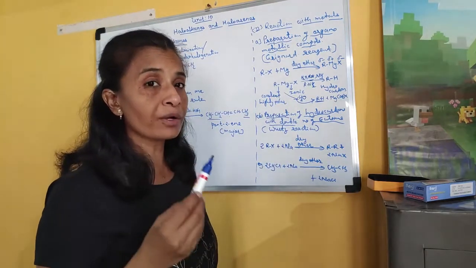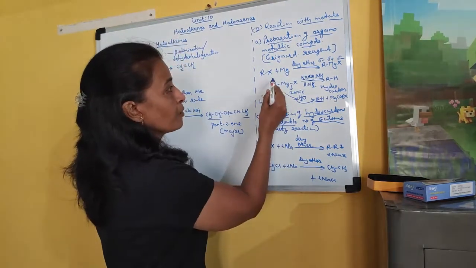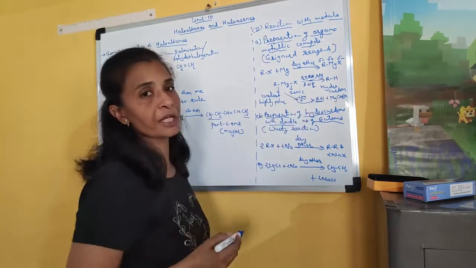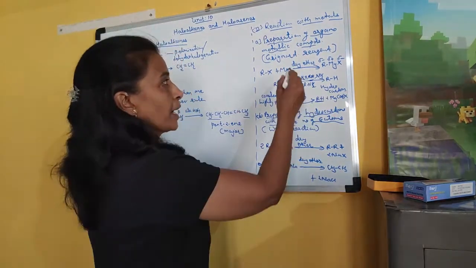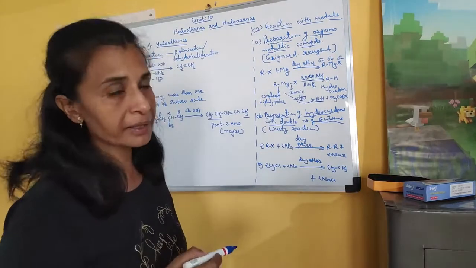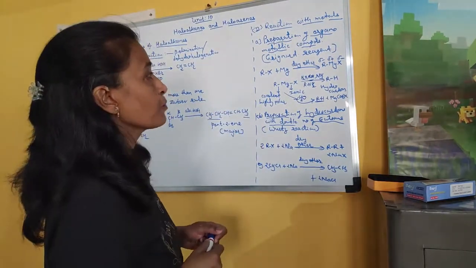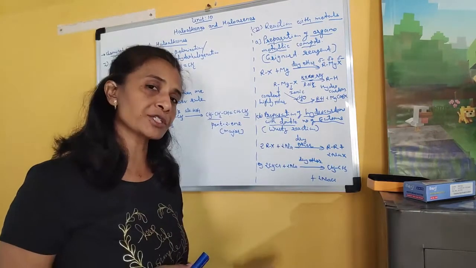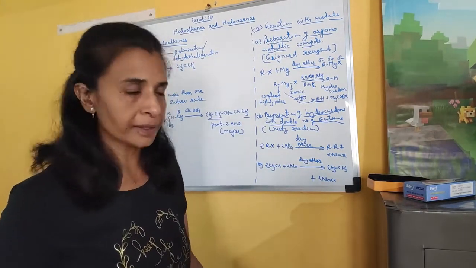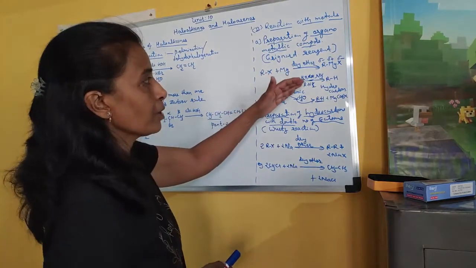Even a small trace of water can convert Grignard reagent immediately to hydrocarbon, and so the reaction is carried out in dry ether. So this can also be asked as a small short question, that why Grignard reagent reactions are carried out in dry ether. So you have to explain all these things.